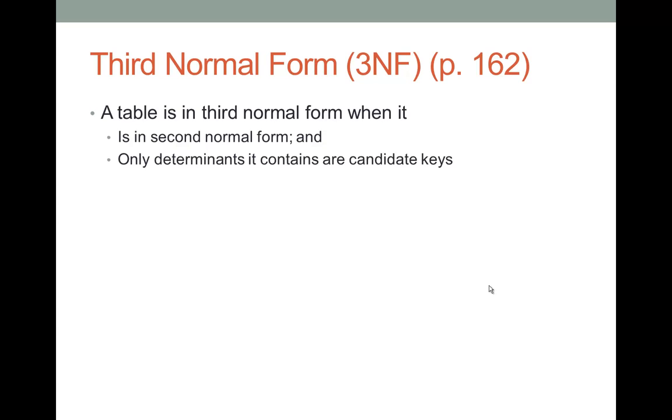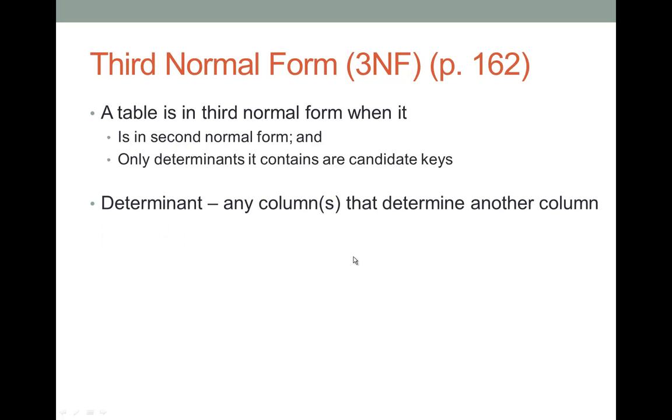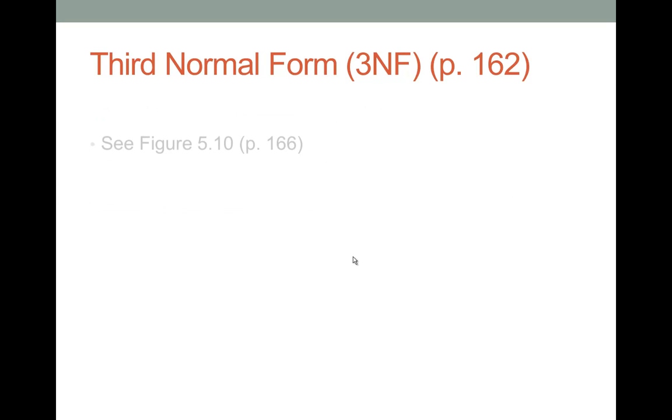Okay, now we move into third normal form. A table is in third normal form when it's in second normal form and the only determinants it contains are candidate keys. Okay, well there's another new word, determinant. A determinant is any column or columns that determine another column. It's probably best to understand this by taking a look at an example.